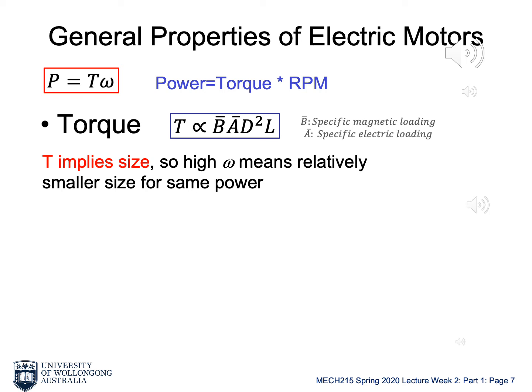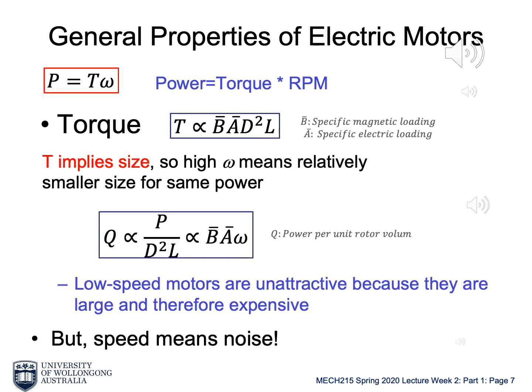And also if we look at P equals T omega, for a certain power of a motor, if you have higher speed, it has less torque. So it's a balance between whether you want higher speed, or lower speed with higher torque. And this also comes to a design limitation for the motor.